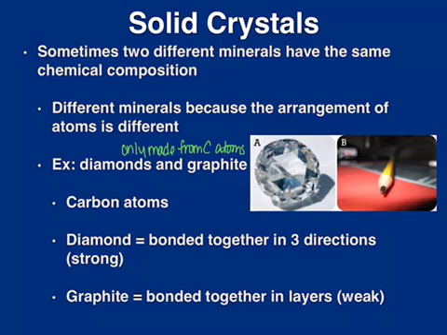And so a diamond is carbon atoms that are bonded together in 3 directions, whereas graphite is bonded together in layers. So we have carbon, carbon, carbon, carbon, carbon, carbon, just bonded together. Whereas in diamonds, it's bonded out in 3 directions, which gives it a much more solid structure.